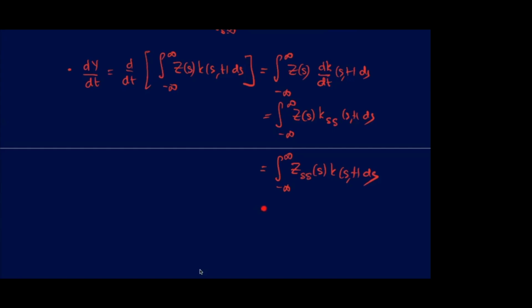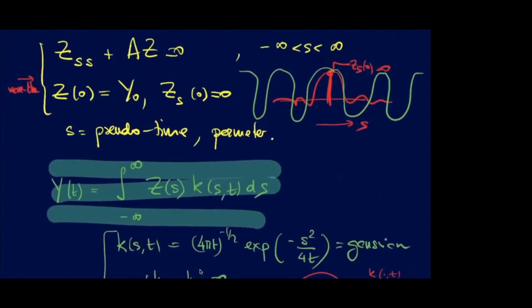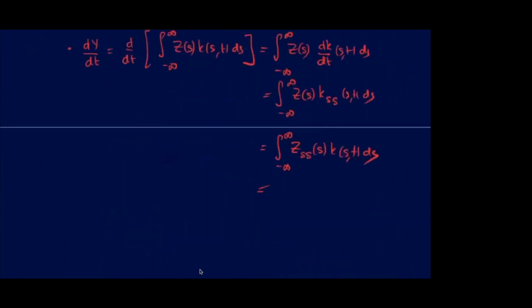And now I know that z_ss is equal, according to the computation here, to minus Az. So this is minus the integral of Az k(s,t) ds. And this is minus A applied to the integral of z_s k(s,t). So you see that here I am using the linearity.